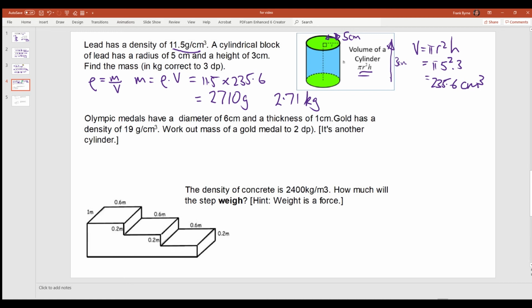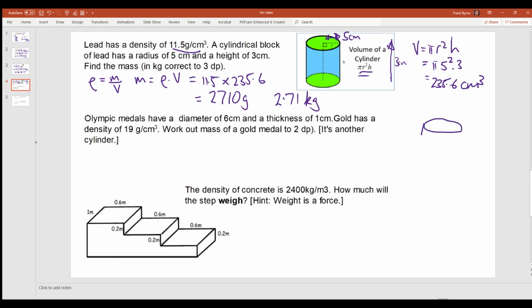Very good. Okay. Olympic medals have a diameter of 6 centimeters and a thickness of 1 centimeter. Gold has a density of 19 grams per centimeter cubed. Work out the mass of a gold medal to 2 decimal places. Okay.